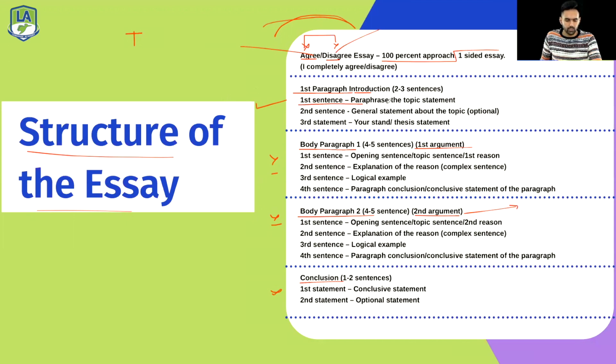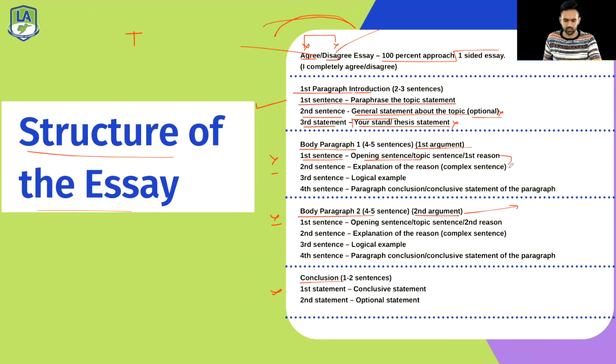The first sentence will be your paraphrase, where you have to paraphrase your essay topic. The second sentence is optional. You can use it or not, where you write a general statement about the topic. And the third sentence, as in every introduction, will be the thesis statement, meaning you'll make your stand clear, what side you are taking. Body paragraph 1, you'll start with an opening sentence, you'll introduce your idea.